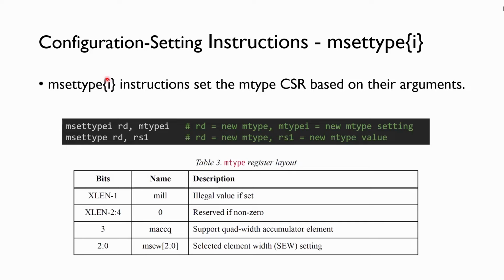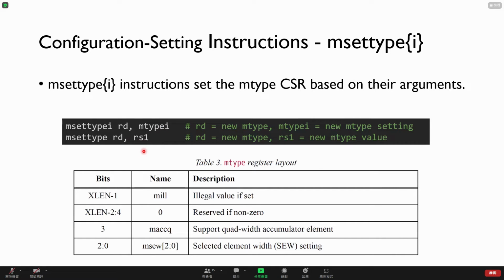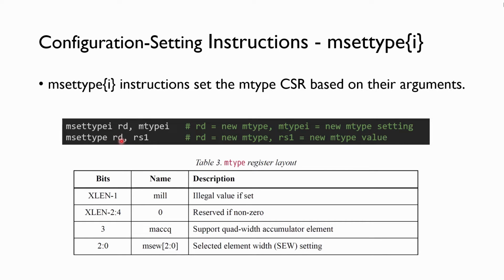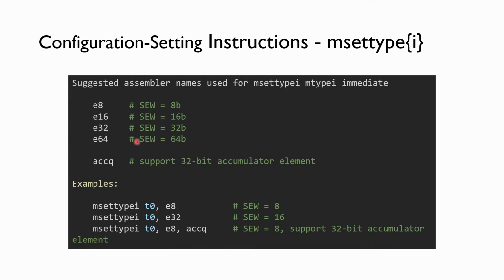The configuration instructions include two kinds of instructions, the msettype and msettile. The msettype instructions set the mtype CSR based on their arguments encoded in the immediate or the general purpose register RS1, and write the new value of mtype into the general purpose register RD. Here are some examples. So the style is quite similar to the vector extension.